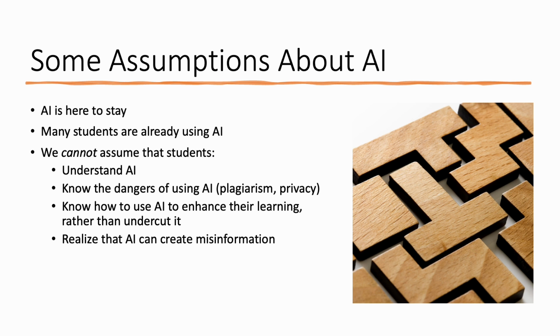However, we cannot assume that just because students are using AI that they understand it. We also can't assume that they know the dangers of using AI. That includes things like plagiarism, whether intentional or not. That includes privacy concerns involved with giving your data over to big tech companies. We can't assume they know how to use AI to enhance their learning rather than undercutting what you're trying to teach them. And we can't assume that they know that AI can create misinformation. People are confused about that very subject.